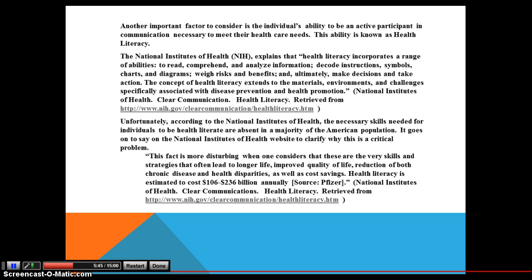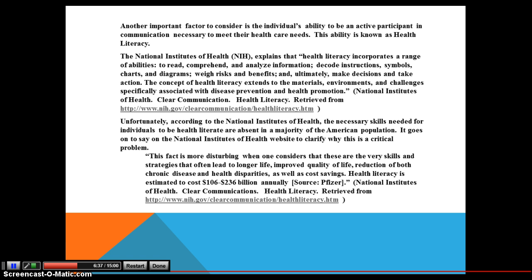Another important factor to consider is the individual's ability to be an active participant in communication that is necessary to meet their health care needs. This ability is known as health literacy. The National Institutes of Health, or the NIH, explain that health literacy, quote, incorporates a range of abilities to read, comprehend, and analyze information, decode instructions, symbols, charts, and diagrams, weigh risks and benefits, and ultimately make decisions and take action. The concept of health literacy extends to the materials, environments, challenges specifically associated with disease prevention and health promotion. Close quote. Unfortunately, according to the National Institutes of Health, the necessary skills needed for individuals to be health literate are absent in a majority of the American population.